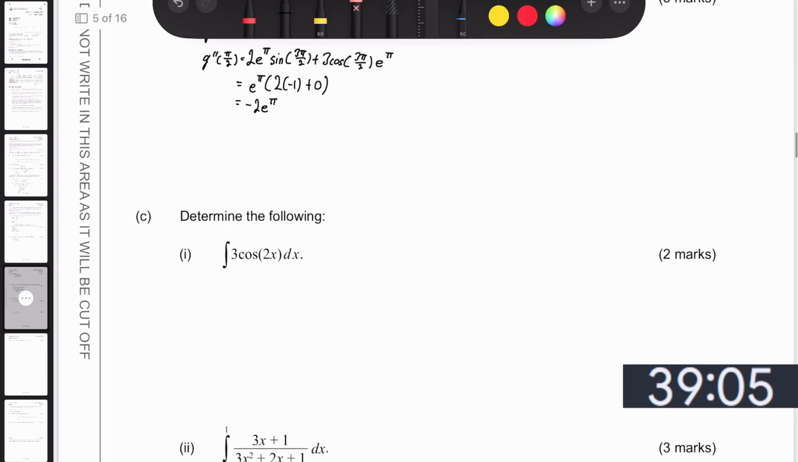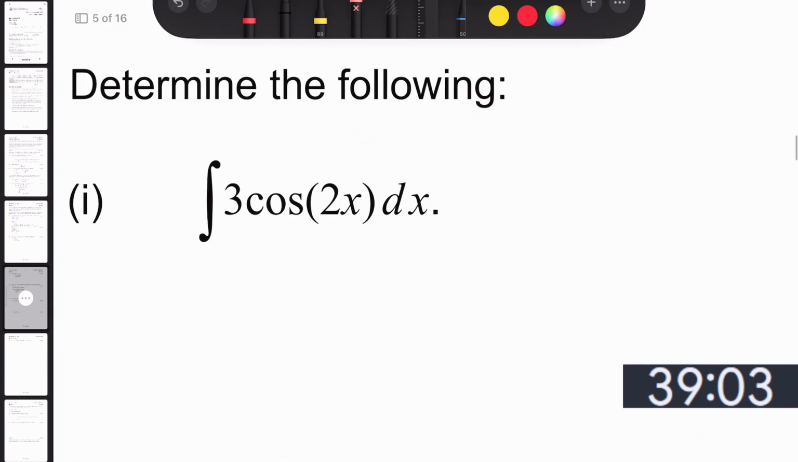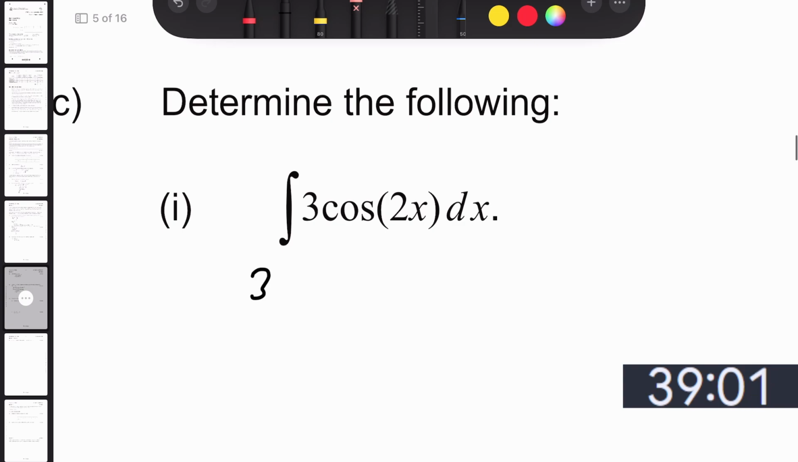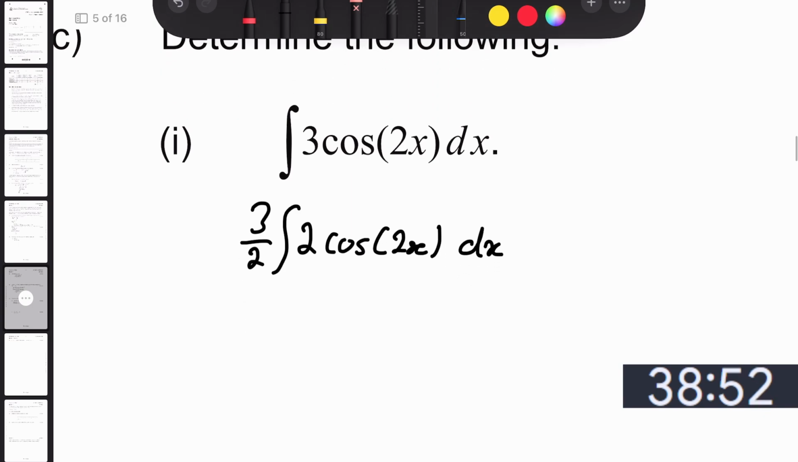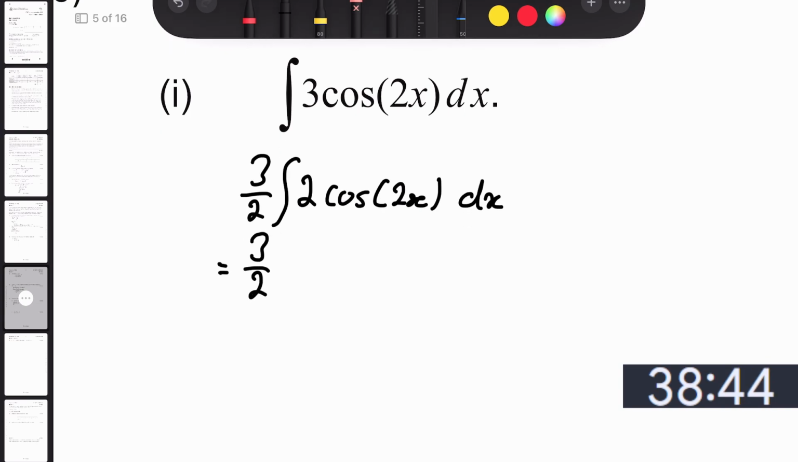Determine the following integral. So what I want to do, I want to bring this 3 in front of the integral, and I don't want to divide by 2 because I'm going to multiply by 2 on the inside. So this just becomes 3 on 2, and the antiderivative of cosine 2x is going to be sine of 2x plus c.